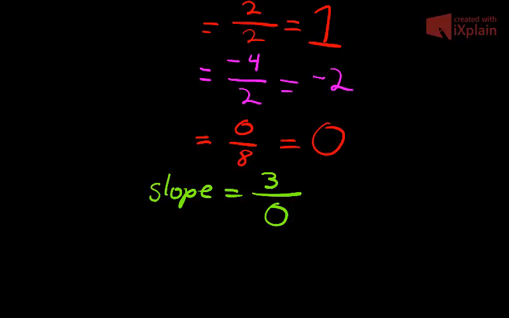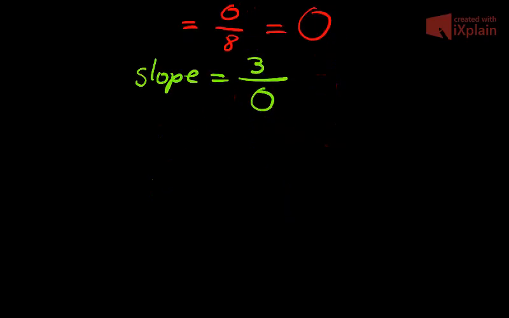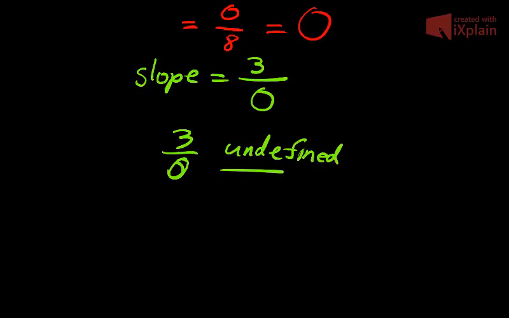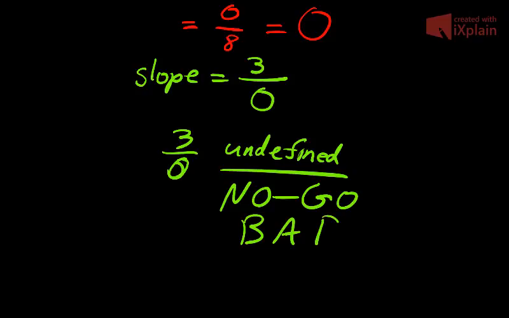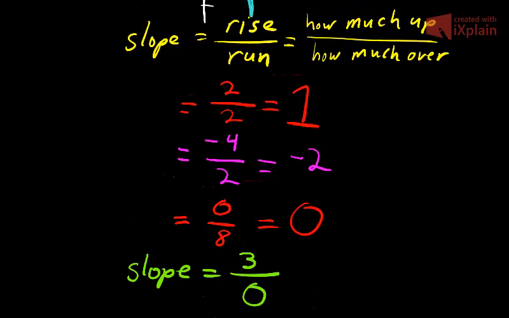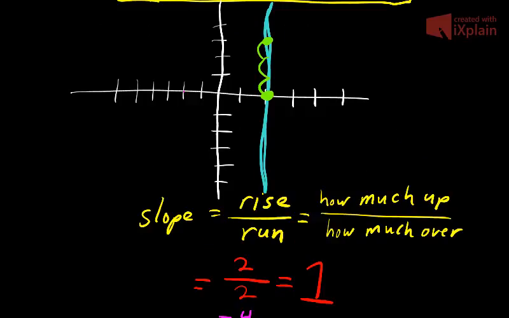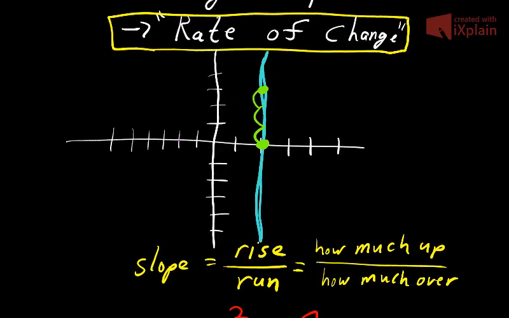I hope you see the problem. We cannot divide by 0. That is a bad thing. So 3 divided by 0 is going to be undefined. We can't do that. No go. Bad. Frowny face. Because that's undefined, that's all we're going to call the slope. And our vertical line, just like this one right here, is going to be undefined.